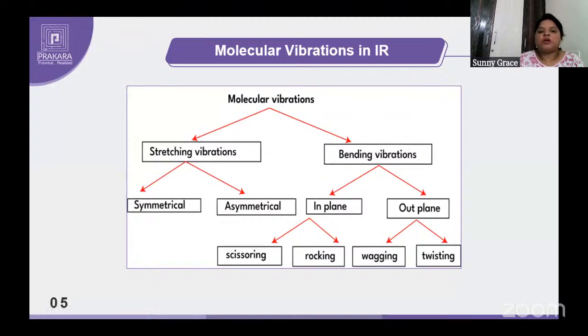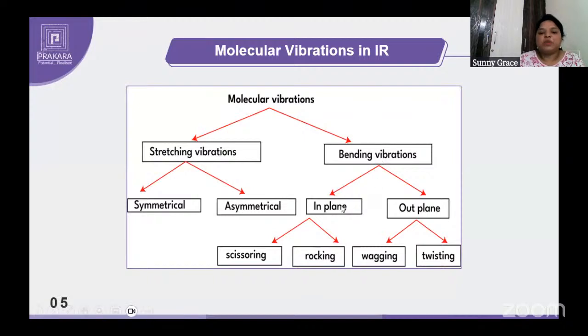So whenever you are considering the molecular vibrations, the two parameters which you have to keep in your mind are the bond length and bond angle. So coming to the stretching vibrations, the difference will take place in the bond length, and bond angle will not change. All those vibrations come under stretching vibrations, and they are again subdivided into two types, that is symmetrical and asymmetrical. And whenever I say bending vibrations, here there will be a change in the bond angle and bond length will remain same.